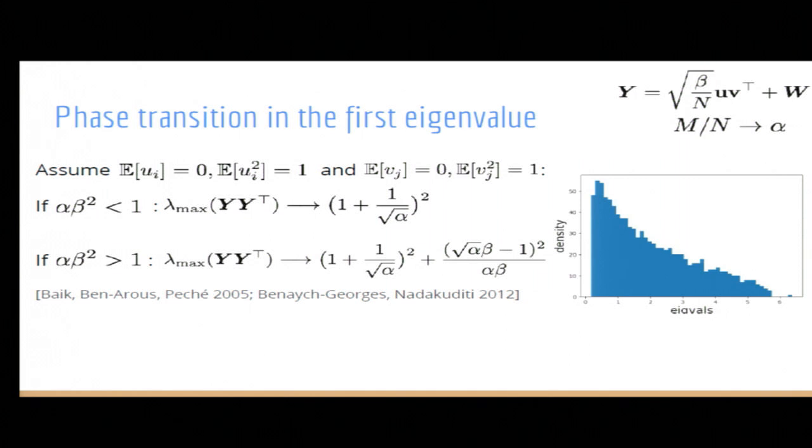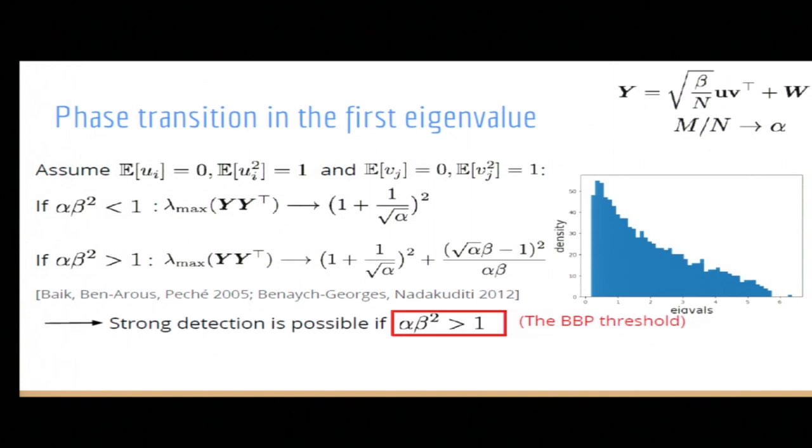So the first eigenvalue will separate from the bulk that is represented by the Marchenko-Pastur law if and only if alpha beta squared is greater than 1. And that's called the BBP transition, following these authors. So strong detection is possible if this is true. If you're above the BBP threshold, you can just look at the spectrum, and that will give you a reliable test that makes 0 errors in the limit.